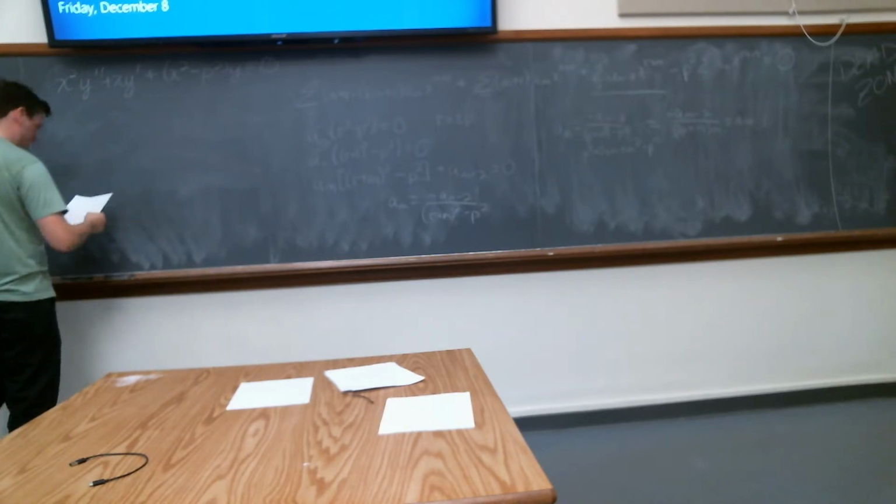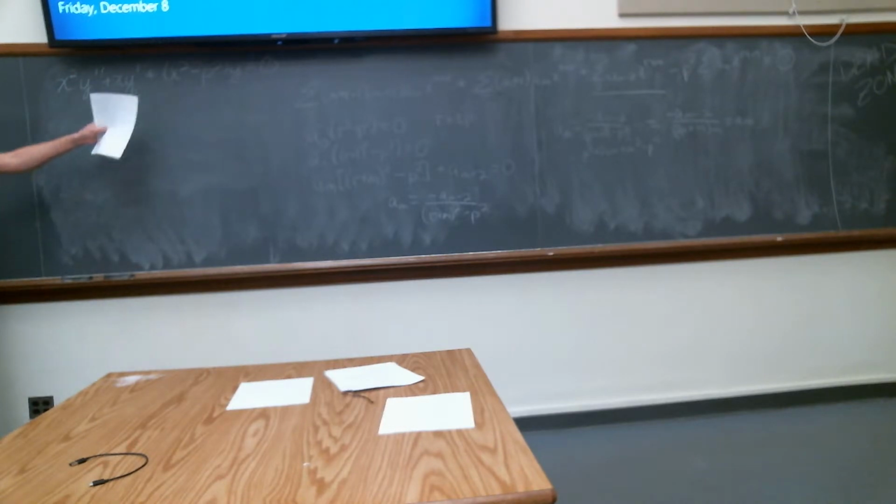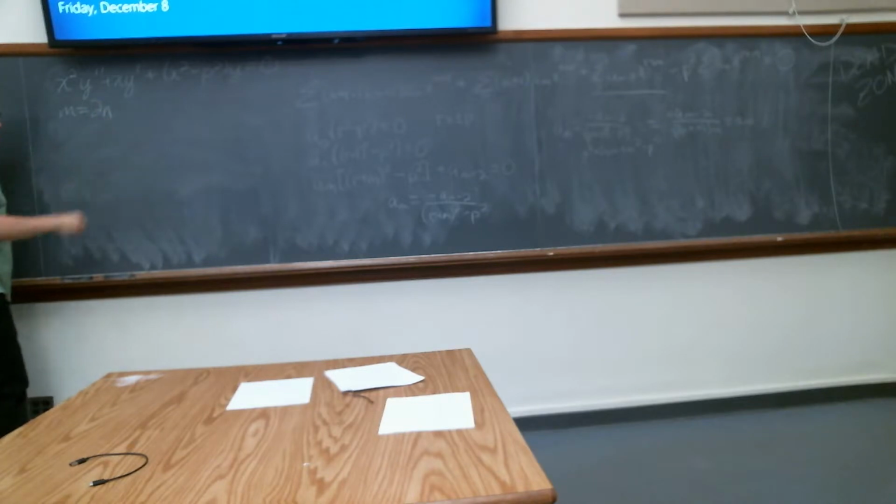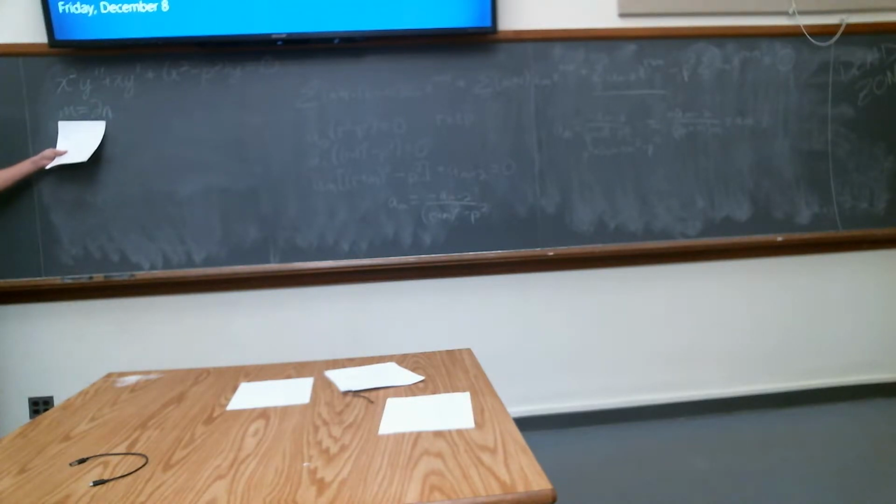All right, so like I said, we can assume that it's only even terms we're working at, which means m is equal to 2n. This is the definition of even.